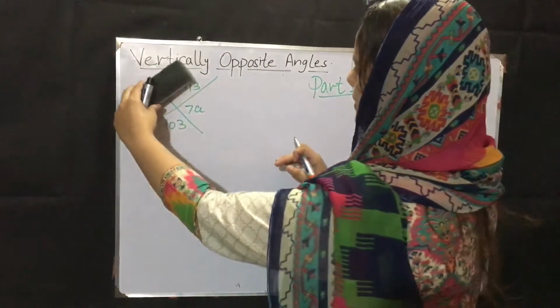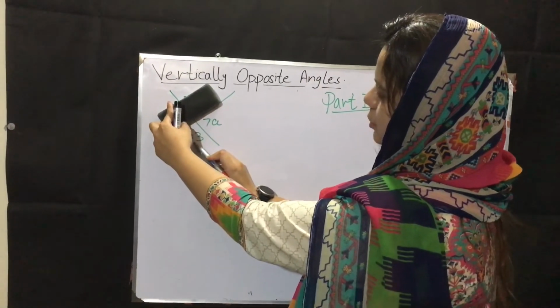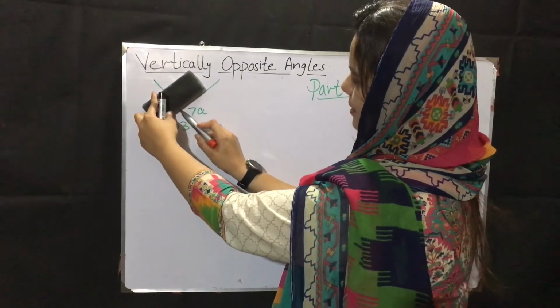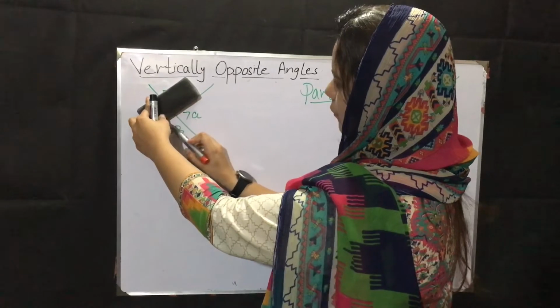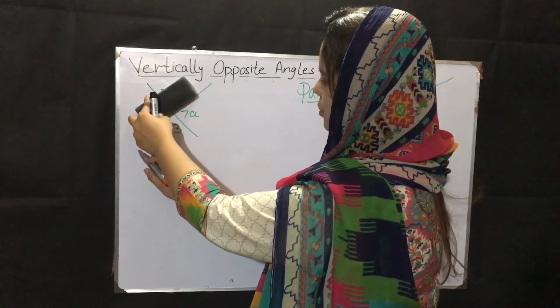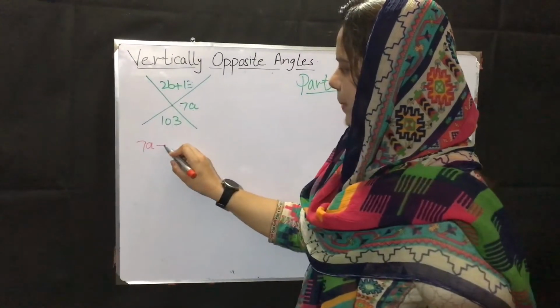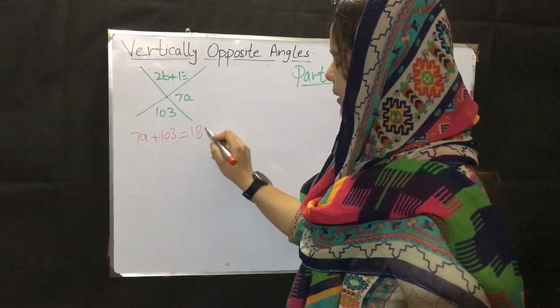So if I place something to make you understand, there is no angle, one straight line. 103 and 7a both are adjacent angles because they share a common vertex and side as well. So the sum of adjacent angles on a straight line is equal to 180 degree. So 7a plus 103 is equal to 180 degree.